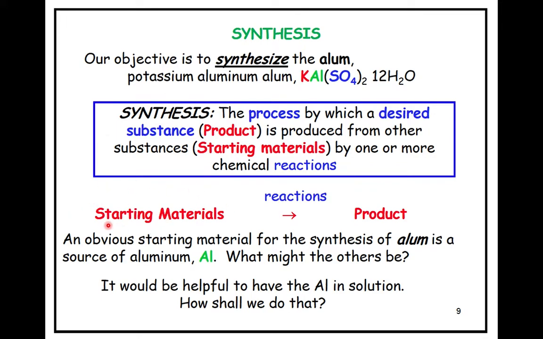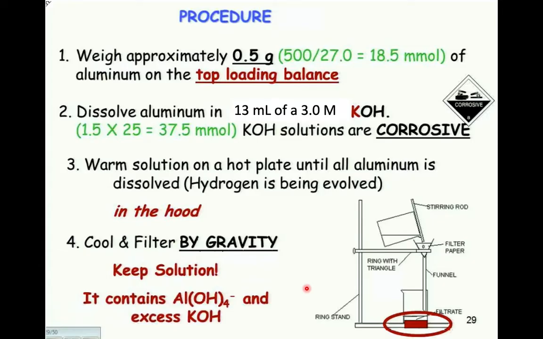We start with some starting materials, perform reactions, and at the end, after doing some purification often, we're left with a product. An obvious starting material for the synthesis of alum is a source of aluminum. And you could think about what some other sources might be. Sources for the potassium, sources for the sulfate. How shall we do that?